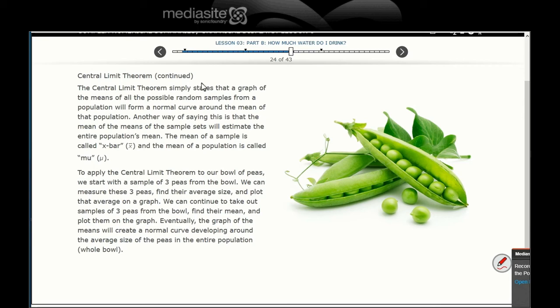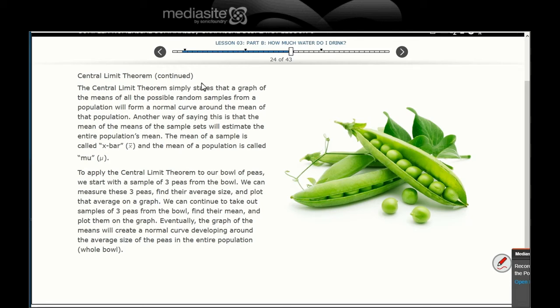Central limit theory simply states that a graph of the mean of all possible random samples from a population will form a normal curve around the mean of that population. Another way of saying this is that the mean of the means of the sample sets will estimate the entire population of means. The mean of sample is called X bar. The mean of population is called mu.